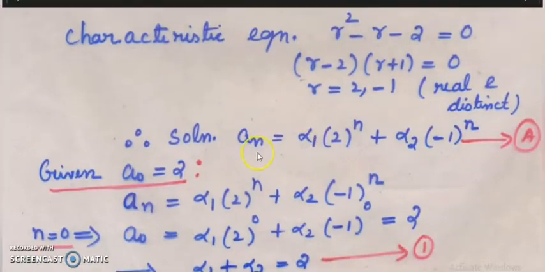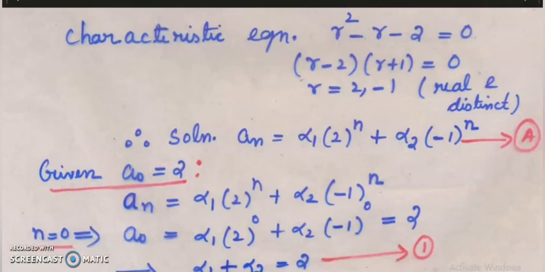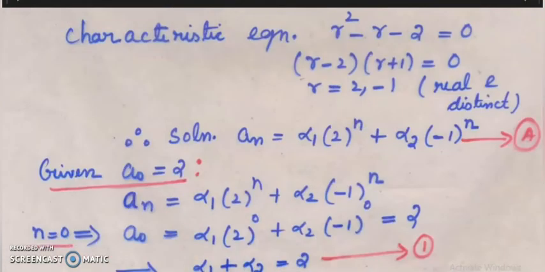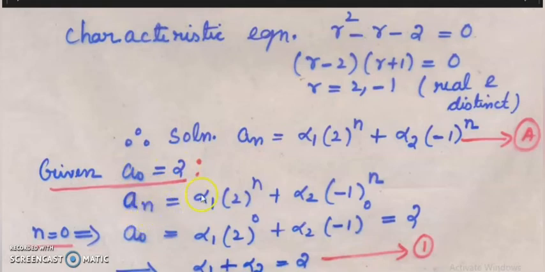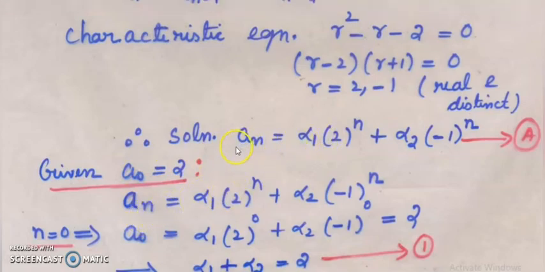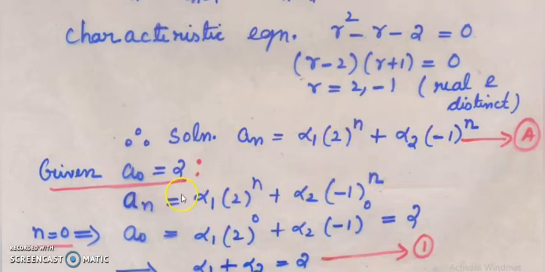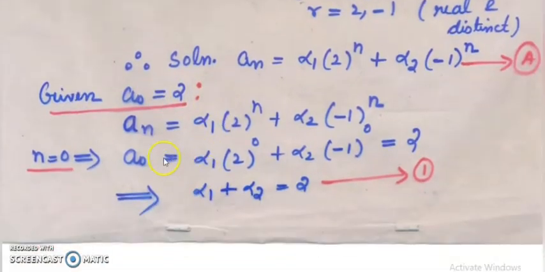So now a_n is the solution, but one more thing: you have to find alpha 1 and alpha 2 because the initial conditions are given. What are the conditions given here? The conditions are a_0 is 2 and a_1 is 7. a_0 is 2 means we can take the suffix n as 0. General form is a_n, so when n is 0, the answer is 2. So let us make the substitution. Take the solution a_n is equal to alpha 1 2 power n plus alpha 2 minus 1 power n, and in this equation we have to substitute n.